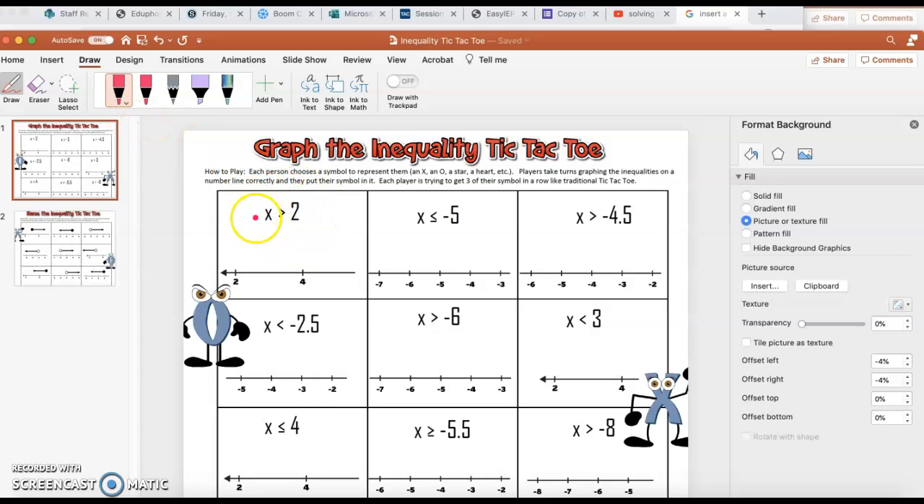On this example, x is greater than 2. I know that since there is no equal sign, my circle on my graph is going to be open, and I know that it is going to be greater than 2, so I'm going to circle the 2, and then since it's greater, my arrow is going to go to the right. And that is how you would complete that problem.